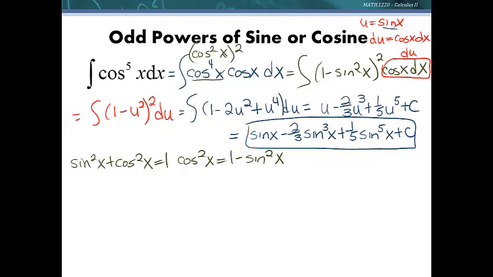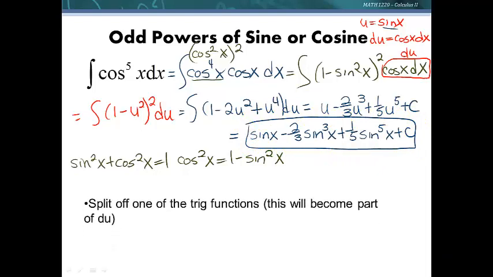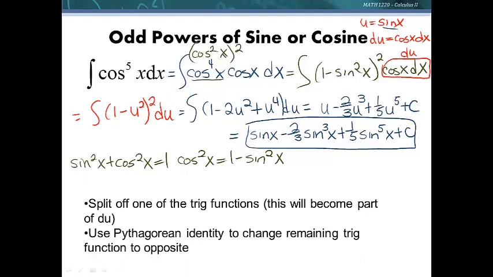So now let's summarize what we did. First, we split off one of the trig functions, and this ended up becoming part of my du when I did u substitution. Then we used the Pythagorean identity to change the remaining trig function to the opposite. What I mean is if we had cosine, we changed it to a function of sine, and if we had had sine, we could have done the same thing and changed it to a function of cosine. And then we use u substitution, and that function that we split off will become part of the du.